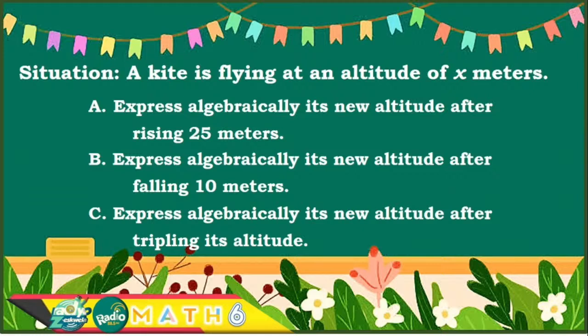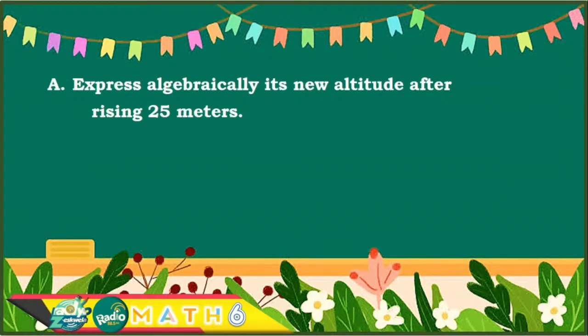Now, let's start working with the given situations. For the first task, we have to express algebraically the new altitude for the kite after rising 25 meters. Study carefully and look out for the words that will give us a clue on what particular operation we will use. Did you find it?